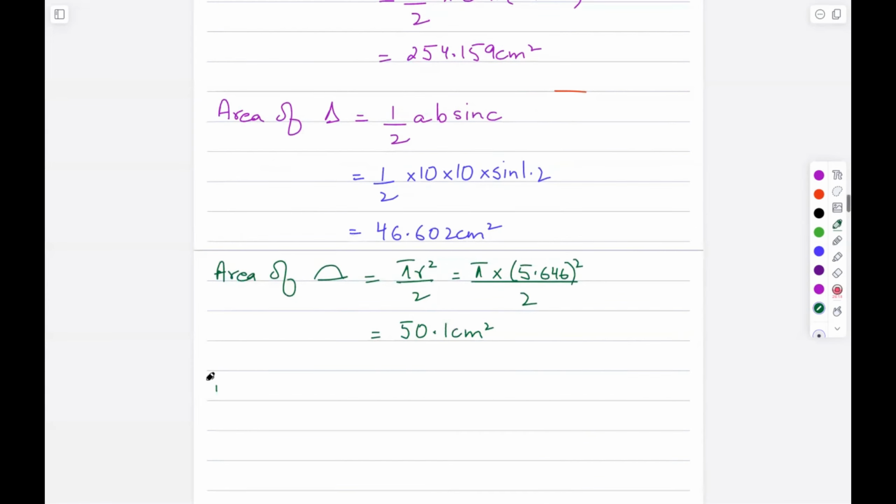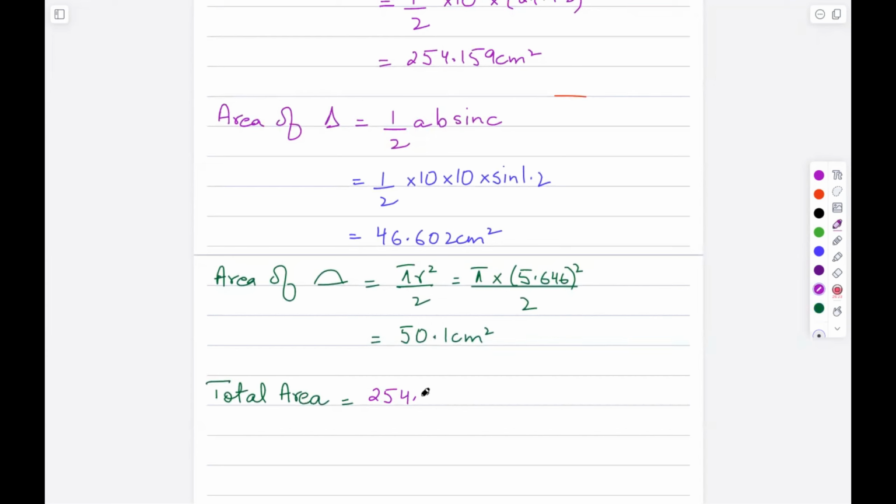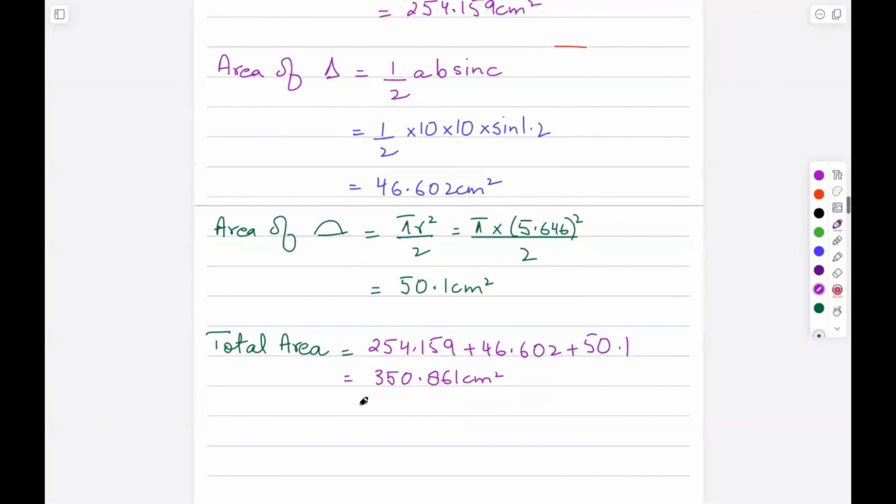Finally, for the total area, we'll add all three areas: the sector, the triangle and the semicircle. So the total area will be 254.159 plus 46.602 plus 50.1 centimeters squared. That will be equal to 350.861. As we have to give our answer to three significant figures, the final answer will be 351 centimeters squared for the total area of the plate.